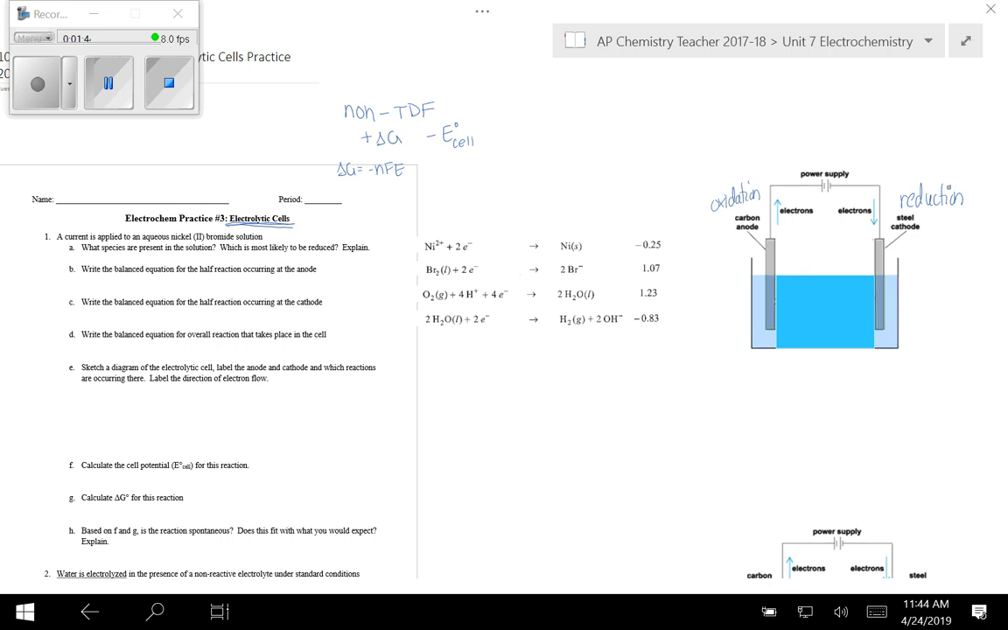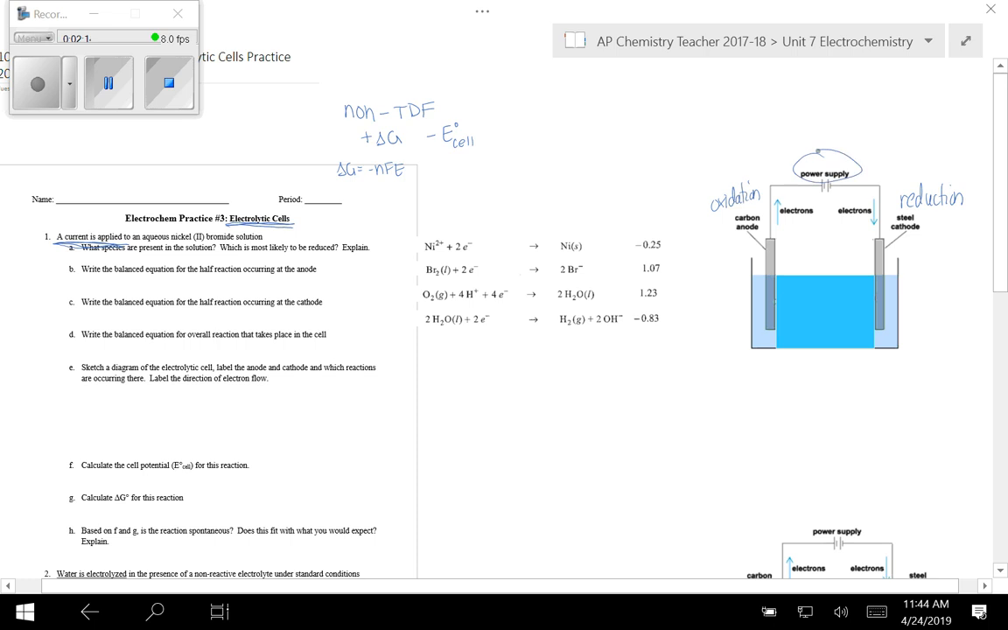Okay, so let's look at this first scenario. We've got a current applied to a nickel II bromide solution, and that's another hint that you've got electrolytic cells. If they say a current is applied, that means you're applying electricity to this. And if you see a diagram, you'll notice in the electrolytic cells that the two electrodes are often in the same solution, because since the reaction is non-spontaneous, you don't have to worry about it happening just on its own. It will only happen if you hook up a power supply.